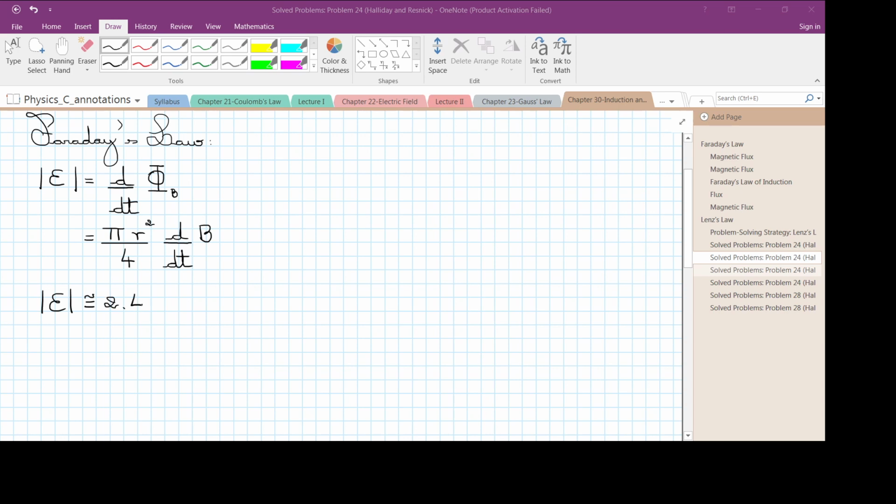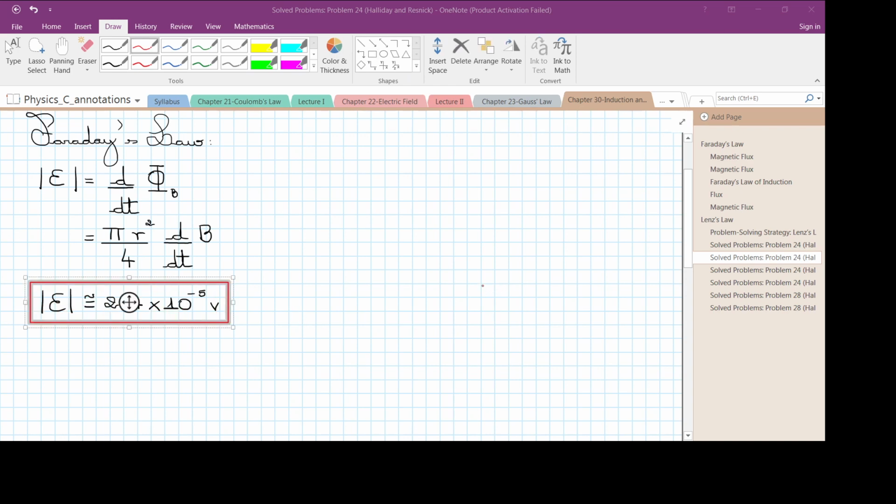approximately 2.4 × 10⁻⁵ Volts. So this is the answer of this problem.